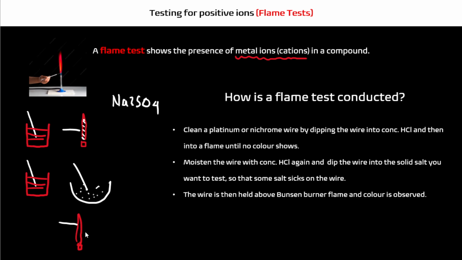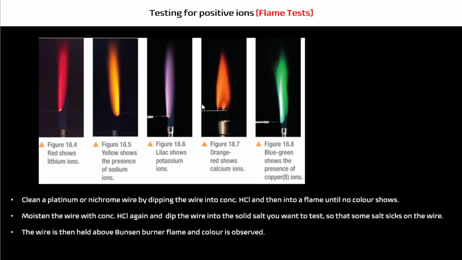And this time, based on this color, you're going to decide what metal ions are present. Okay, so try to learn this step-by-step procedure on the right side as well. Now, for the results, if your flame shows red, it contains lithium ions. If it is yellow, you have sodium ions. If you have lilac color, you have potassium ions. If you have orange red colors, you have calcium ions.